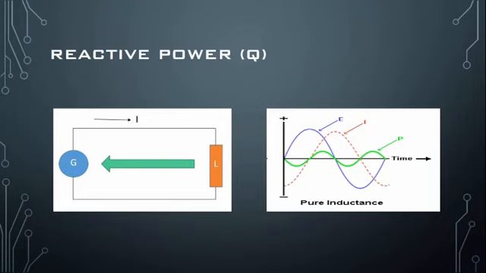Directly by connecting that meter into the circuit, you can directly get the reactive power, the consumption of reactive power, the generation of reactive power.